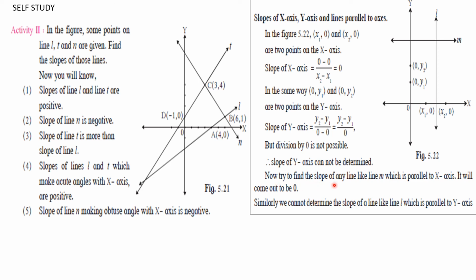Now try to find the slope of any line which is parallel to the x-axis. It will come to be 0. And for the slope of any line which is parallel to the y-axis, you can observe that the slope cannot be determined. Okay.